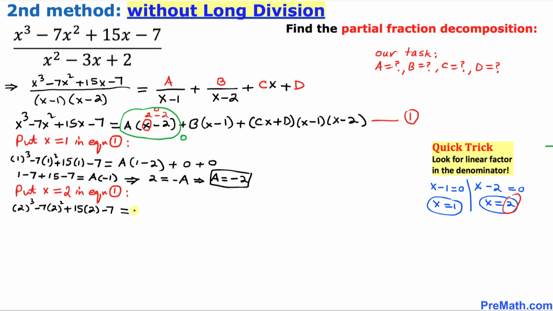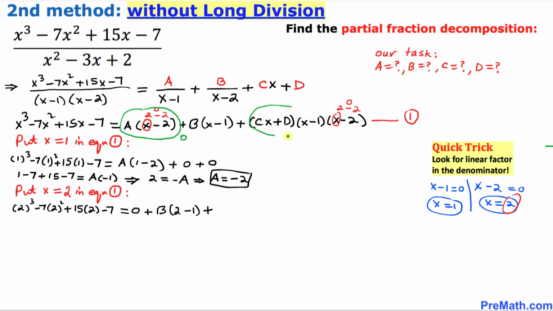So I'm going to put down 0 over here, and then plus b times x being replaced by 2 minus 1, and then plus likewise over here, as you can see, if I replace this x by 2, 2 minus 2 is going to give us 0.